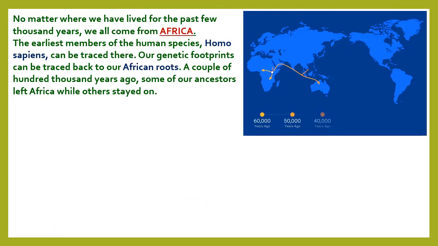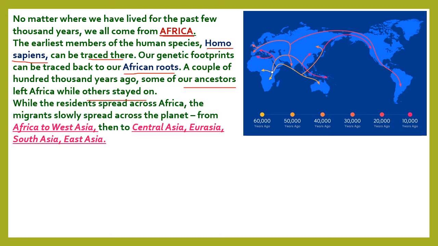No matter where we lived for the past few thousand years, we all come from Africa. The earliest members of the human species, that is Homo sapiens, can be traced there. Our genetic footprints can be traced back into our African roots. A couple of 100,000 years ago, some of our ancestors left Africa while others stayed on. While the residents spread across Africa, the migrants slowly spread across the planet from Africa to West Asia and then to Central Asia, Eurasia, then South Asia and East Asia.